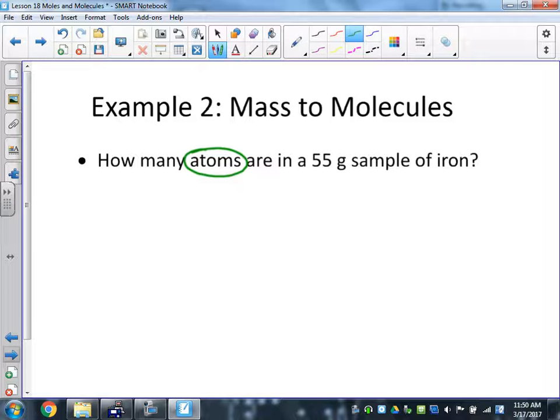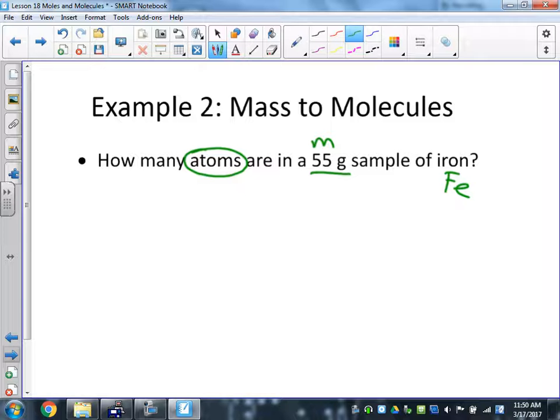And what's this again? 55 grams, what is that telling you? What letter? Is it N, little m, big M, molecules, little m? Okay, so write it down. And of course they're talking about iron, yes? Well, iron looks like that, yes? Iron, okay? So, once again, how many atoms?